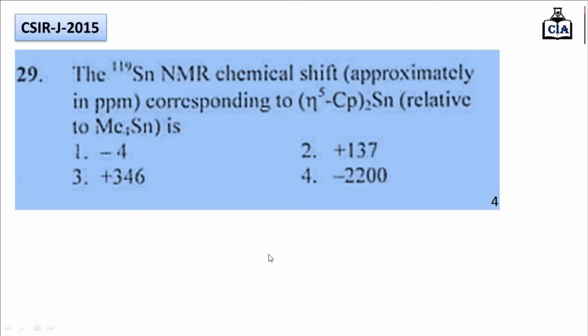Now this is the first question from CSIR June 2015. In this question we have to find out the correct chemical shift value for this compound. One thing to remember: whenever electron density increases, the chemical shift value will decrease. So what is the structure of cyclopentadienyl? This is a negative charge, so this is a negatively charged base.